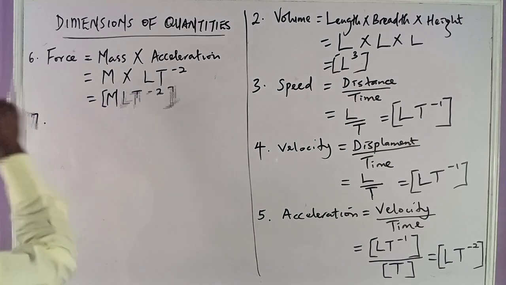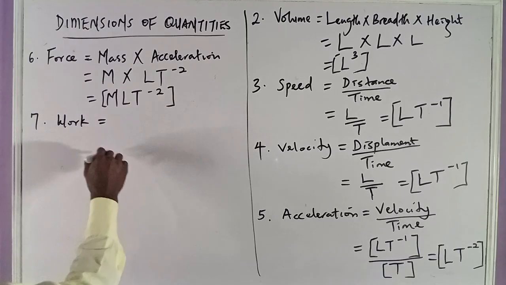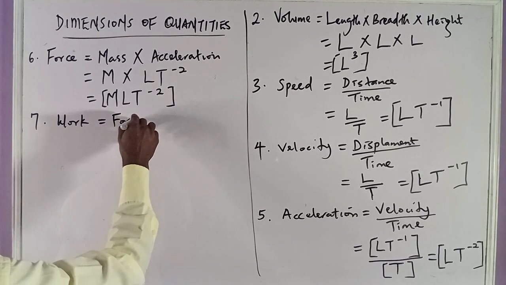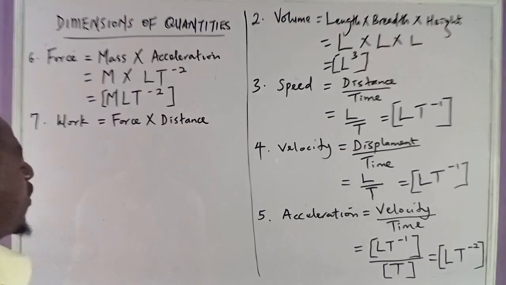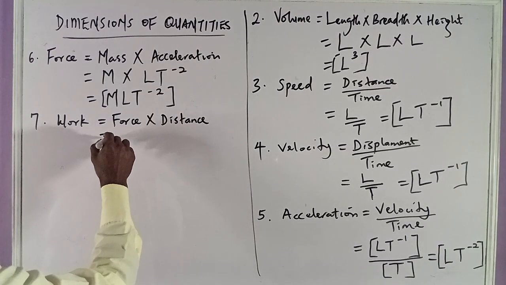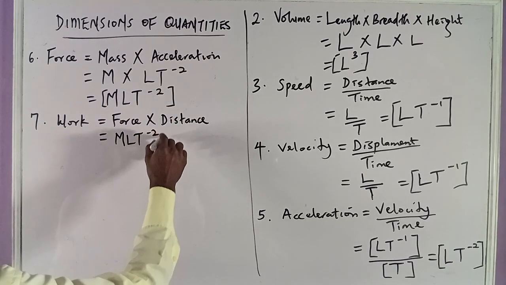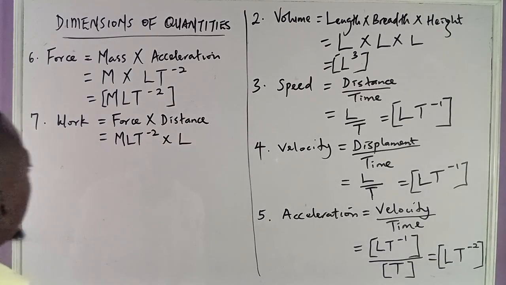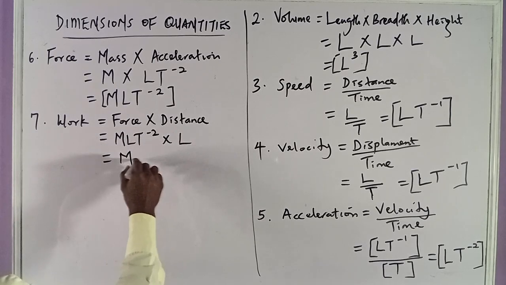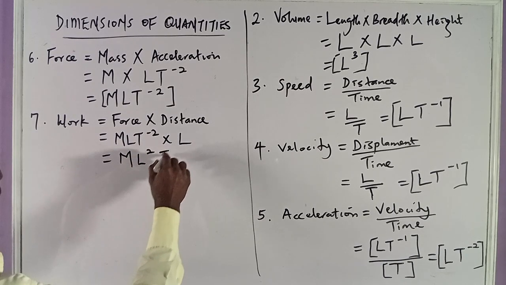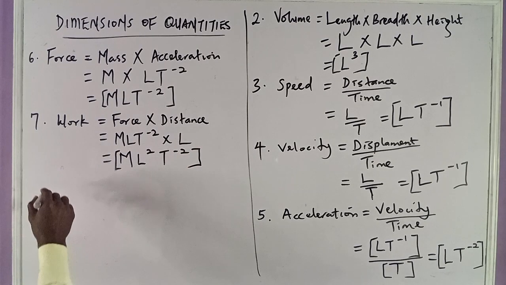Let's go for work. Work is the product of force and distance, or you can say the product of force and displacement. Force, as we have gotten, is M L T minus 2, multiplied by distance, which is another length. Mathematically we are supposed to have M L squared T minus 2. And we are done finding the dimensions of work.